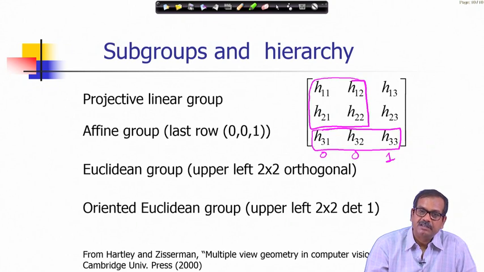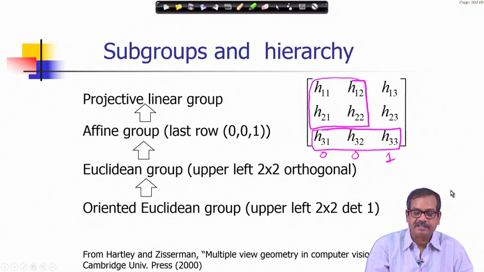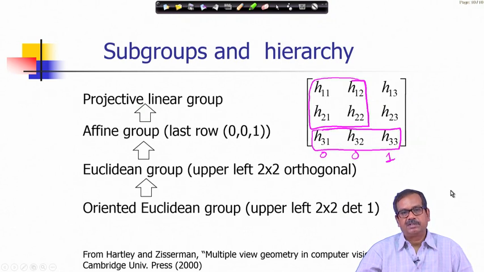As I mentioned, the oriented Euclidean group is a subclass of the Euclidean group. The Euclidean group is a subgroup of the affine group, and the affine group is a subgroup of the projective linear group. So we have this hierarchy in the transformation space.